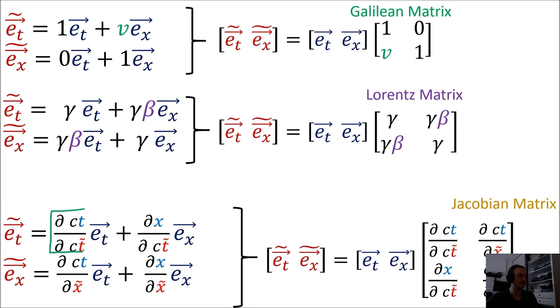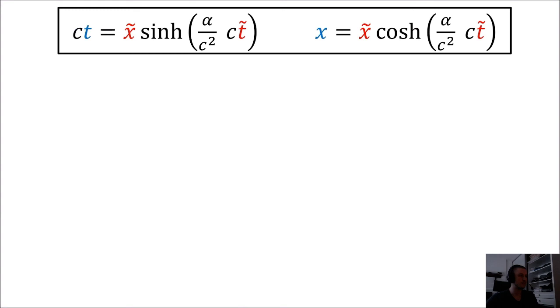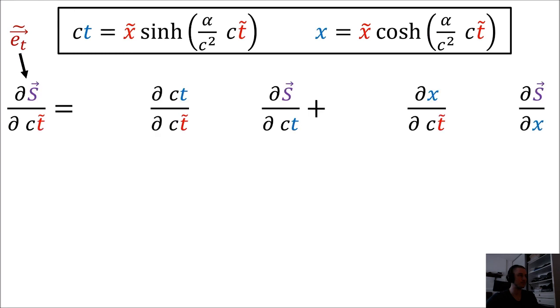Let's calculate the coefficients needed to change basis between the standard spacetime coordinates ct and x and the Rindler coordinates ct tilde and x tilde. We already know the equations for ct and x from the previous videos. If we expand the time basis vector in Rindler coordinates, we see that we need to calculate these two partial derivatives with respect to ct tilde.